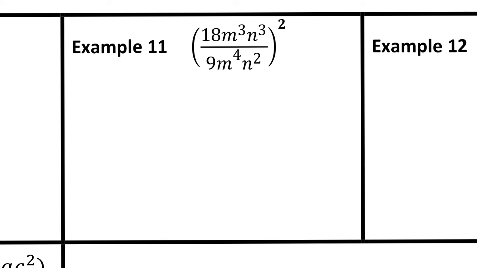Okay, here we go. For 11, there's different ways to do it, but I think the easiest way is to simplify the inside and then raise everything to the power of 2. So let's simplify inside here, and so we're going to group the numbers. We're going to group the m's, and we're going to group the n's.